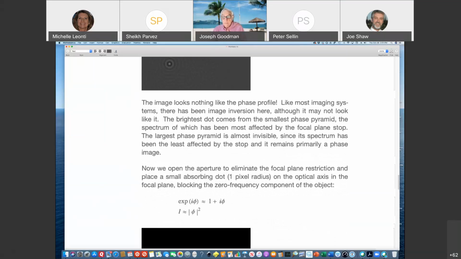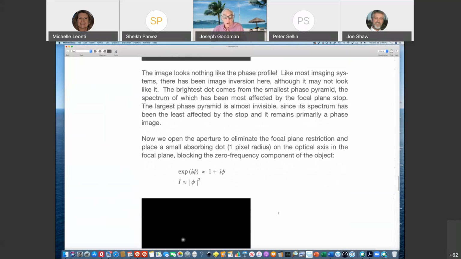So now we're going to try something different. We're going to eliminate the focal plane restriction. We're going to open up the focal plane completely, and we're going to put a small absorbing dot with 1 pixel radius on the optical axis in the focal plane. And by doing that, we will block the zero frequency component of the object. So here's the phase object itself. If the phase is small, which it is reasonably small in this example, and we block the zero frequency component, then the intensity that we'll see will be proportional to the phase squared.